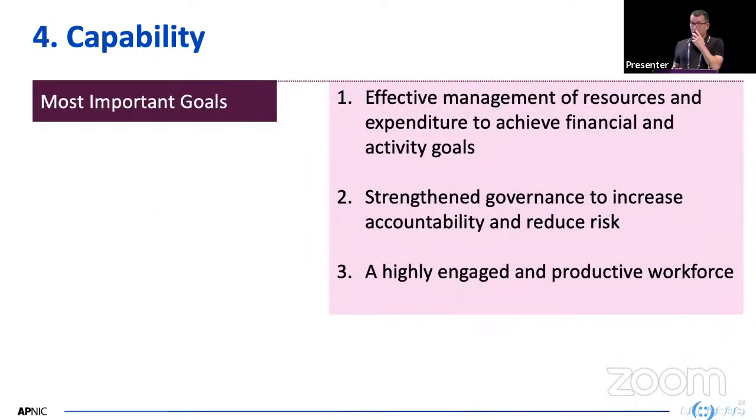So our most important goals, again, knowing what we do, these probably won't come as much of a surprise when you read them, but I think it's important that they're restated. Our 3 most important goals over the next 4 years in the strategic plan are to make sure that we continually manage our resources effectively, and keep our expenditure under control to achieve those financial and activity goals that we've laid out within the plan.